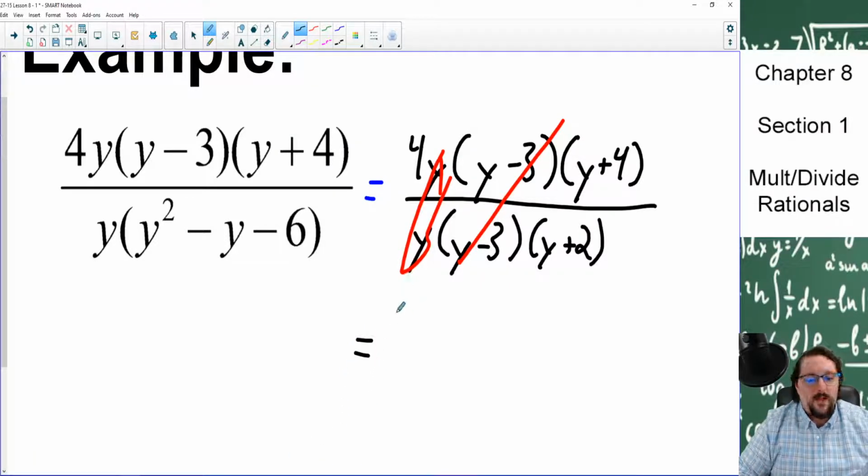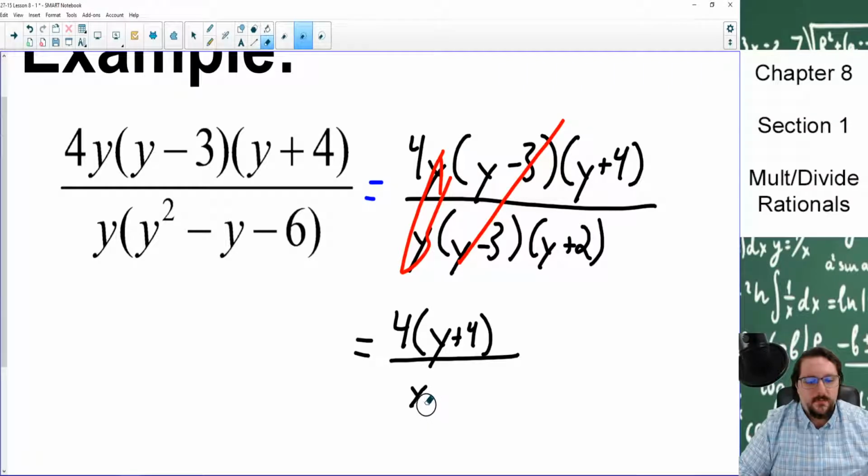And so when we simplify it down, we're left with 4, y plus 4 on the top, and on the bottom we canceled everything except for y plus 2. Ooh, that is an x. Much better.